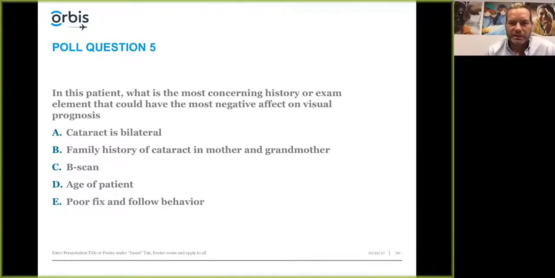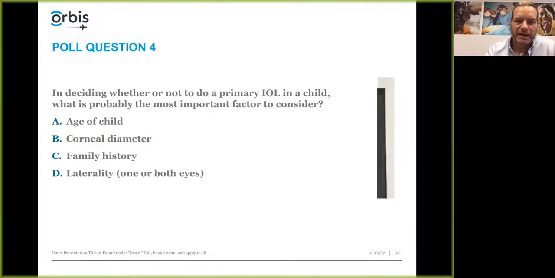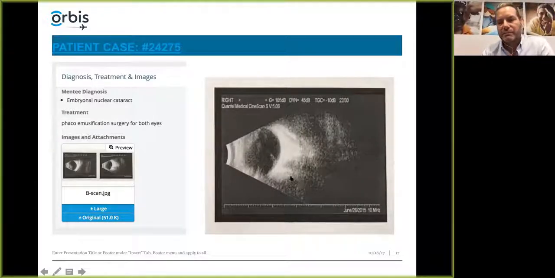And I think appropriately so, a lot of you have said the poor fixation and following behavior, because obviously this is a little bit of a delayed surgery, so they already have nystagmus and they already have some irreversible amblyopia. However, I think for me, it's probably the B scan. And I'll show you what could be of concern here. Go back to our B scan. I find that this is a little bit interesting right here.